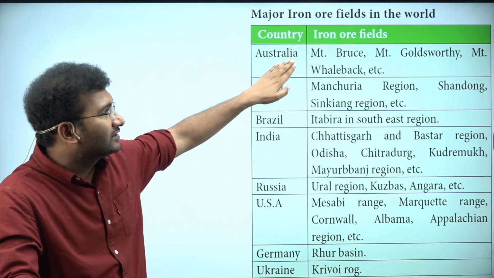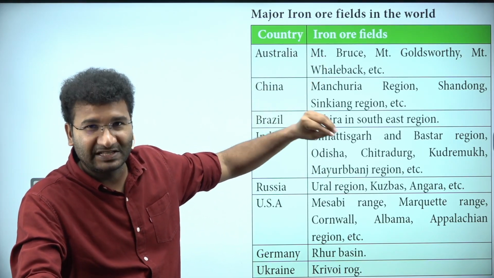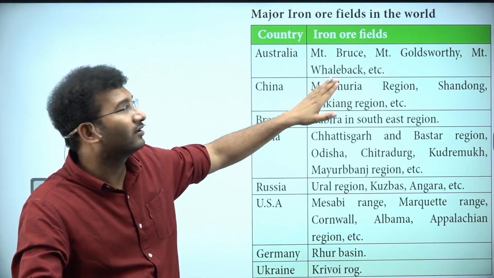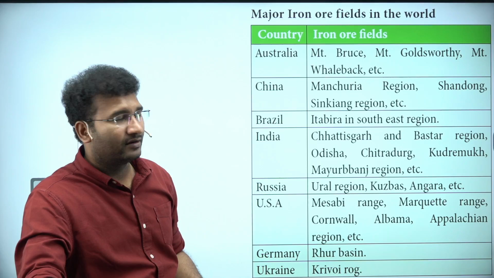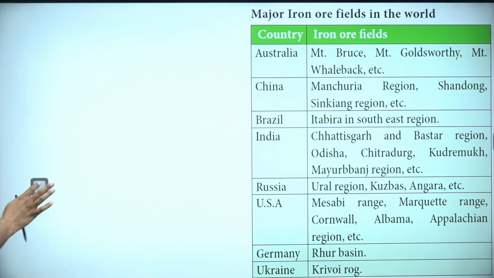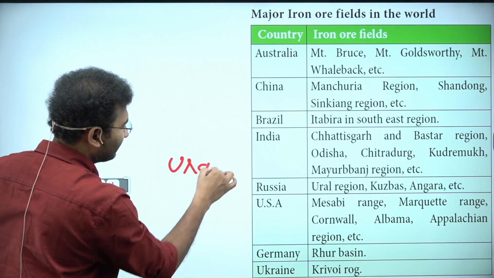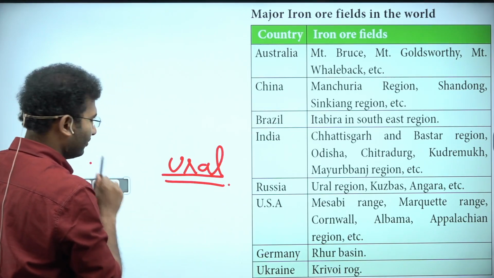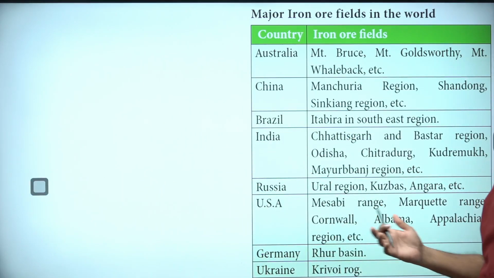You go to Australia, here you'll also find Kalgoorlie, Coolgardie, some places like that, you get it there also, and Mount Bruce, Goldsworthy, these are the places, right? So China, Manchuria region and Shandong region, these are the two areas where you will get. Russia, Ural mountains, you get it here, right? Okay. These are some of the major areas that you need to know.